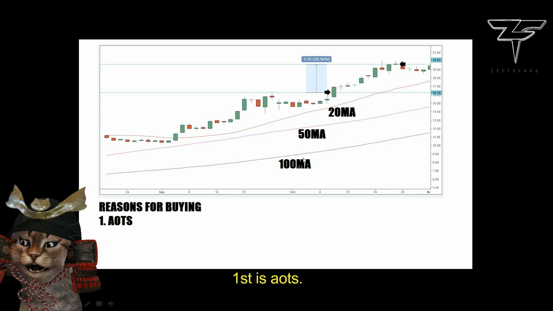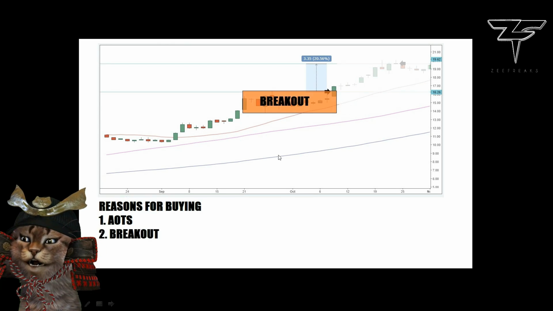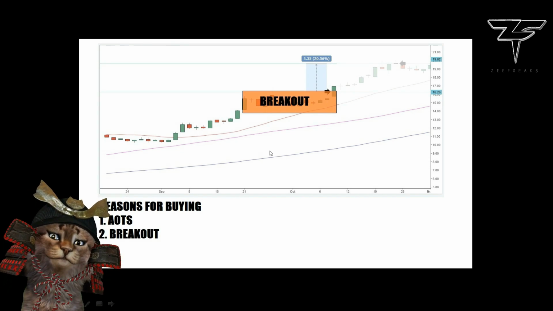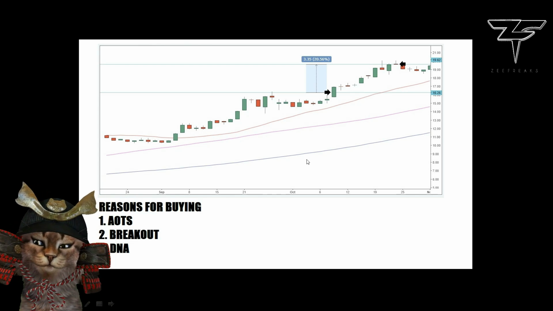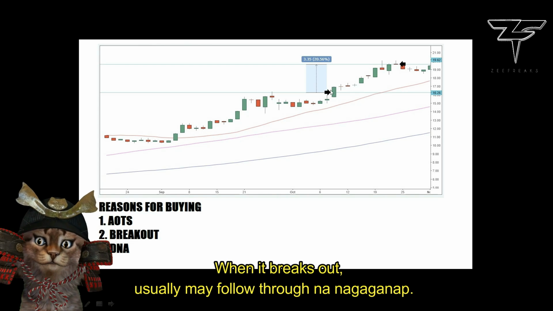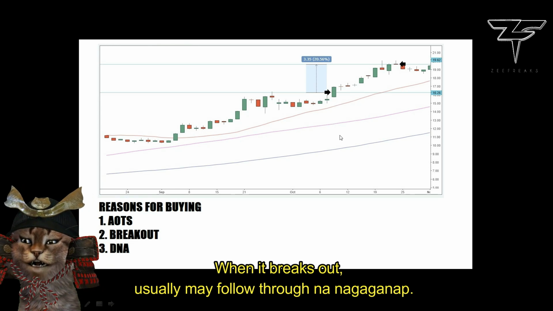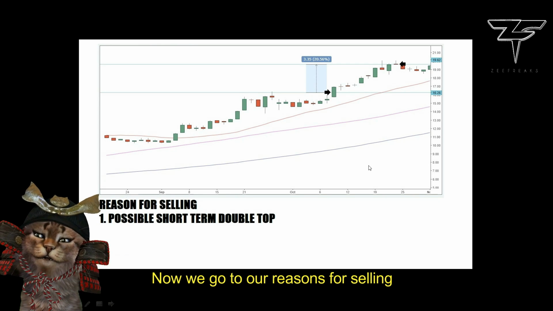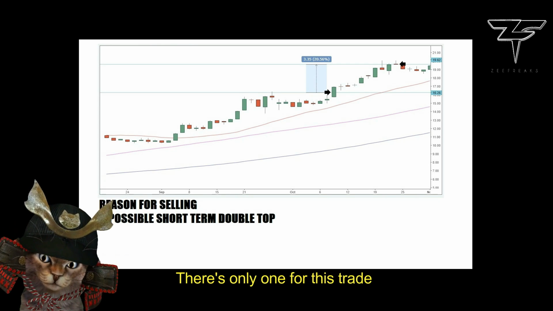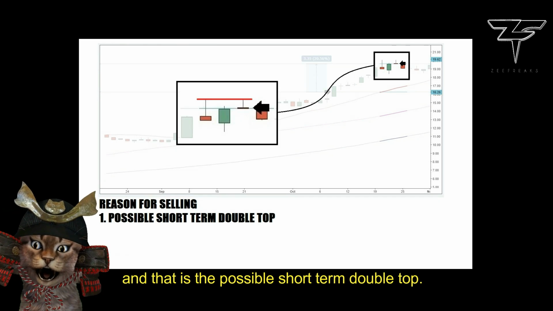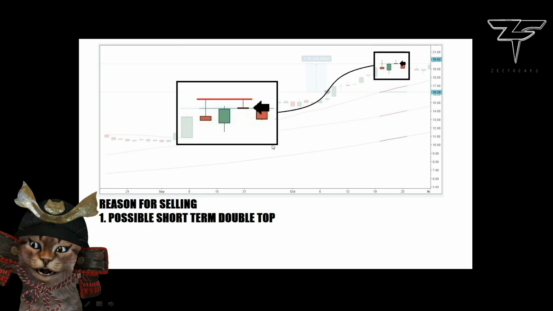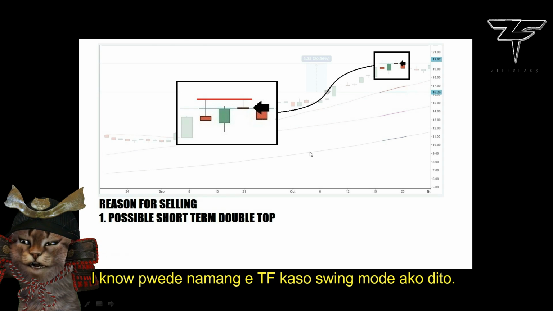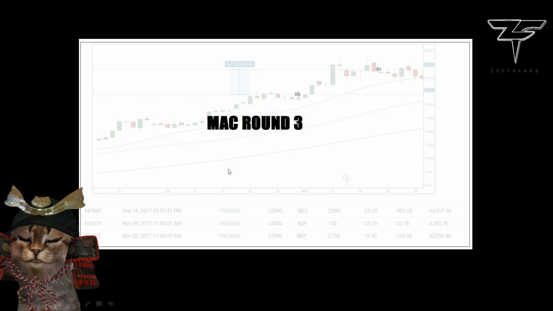Okay, first is outs. 1, 2, 3. Next slide, we have, ayan, breakout. And the third, just like the first MAC trade, ayan, when it breaks out, usually may follow through na nagaganap. So yan talaga yung DNA ni MAC. Now we go to our reasons for selling. There's only one for this trade, and that is the possible short-term double top. Medyo makati kamay ko eh. I know pwede namang ETF ka, so swing mode ako dito eh. We go on to the next.